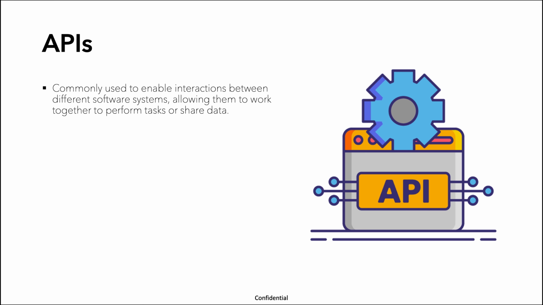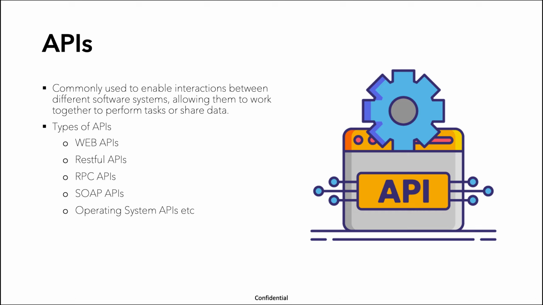APIs are commonly used to enable interactions between different software systems, allowing them to work together to perform tasks or share data. There are different types of API, which are designed to meet different sets of needs, such as web APIs, RESTful APIs, RPC APIs, SOAP APIs, operating system APIs. But actually, the CCNA curriculum mentions only one type of API, that is representational state transfer or REST API.